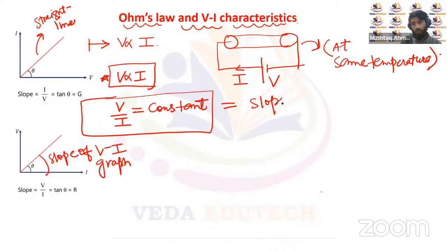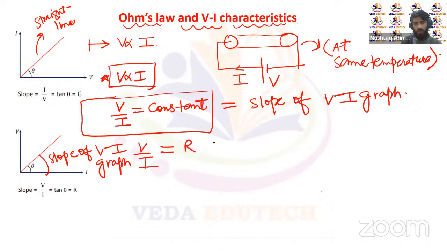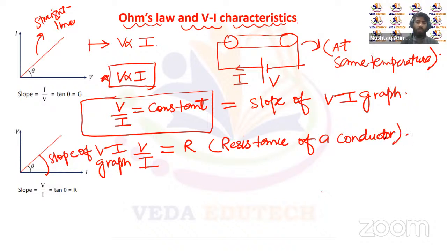So this constant was the slope of the VI graph. And later on, it was said that this constant is what we call the resistance of a conductor, R. This is nothing but the resistance of a conductor, right? So R is the resistance of a conductor.